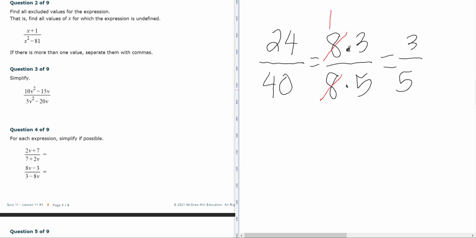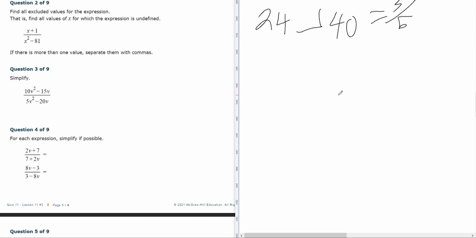And of course, your calculator, if you do 24 fraction key 40, it will reduce it for you if it's numerical. But we have to learn how to do the ones that are algebraic. So notice what I did. I factored it completely and I reduced to 1 any common factor.